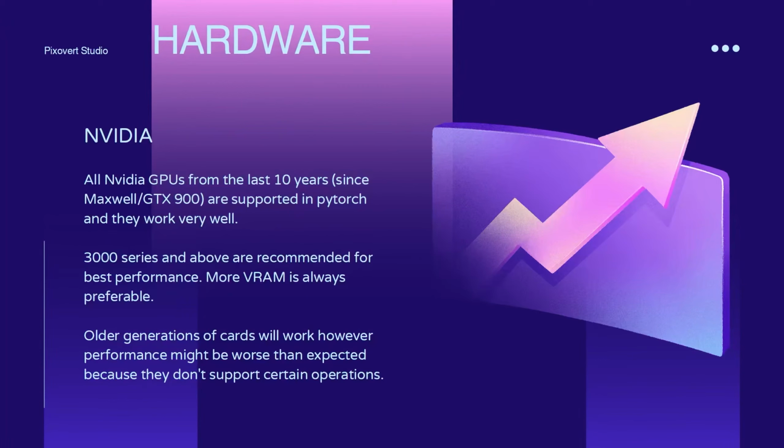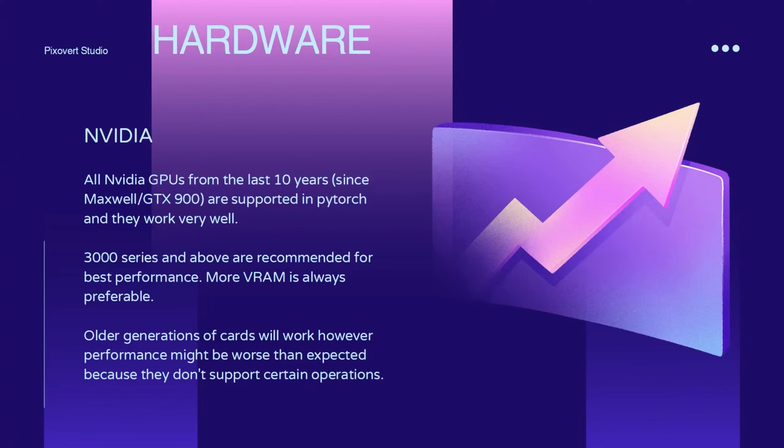So all the NVIDIA GPUs from the last 10 years, since the Maxwell generation GTX 900, are supported in PyTorch, and they work very well. However, the RTX 3000 series and above are recommended for best performance. Generally, you will get more performance with more VRAM.